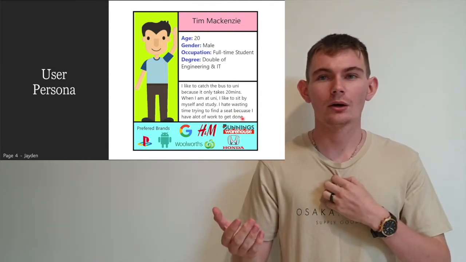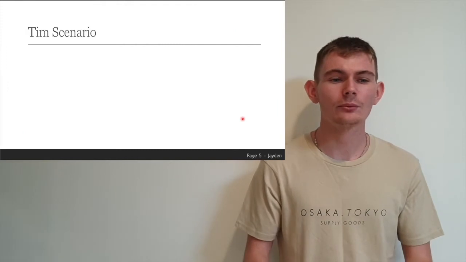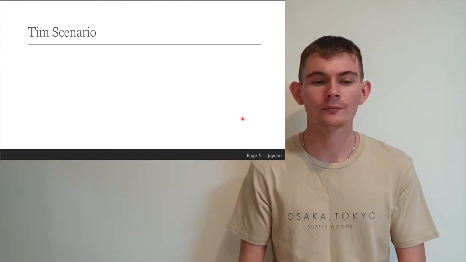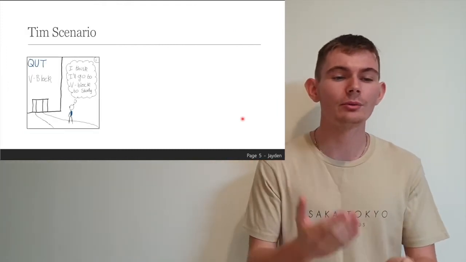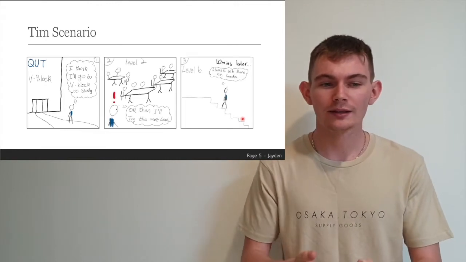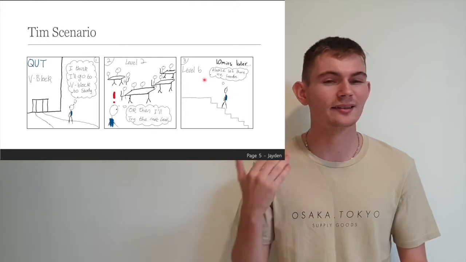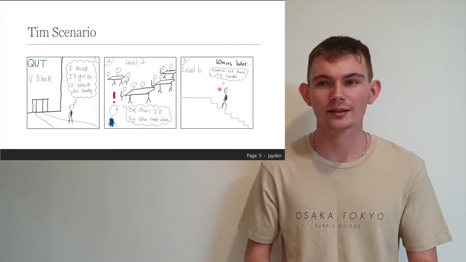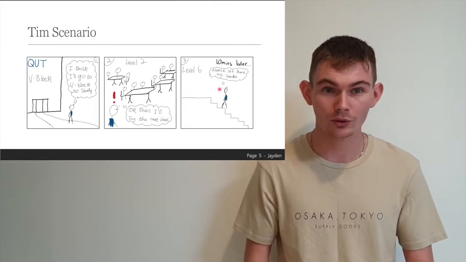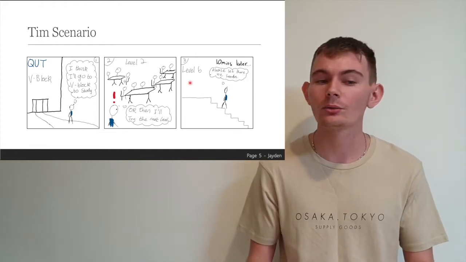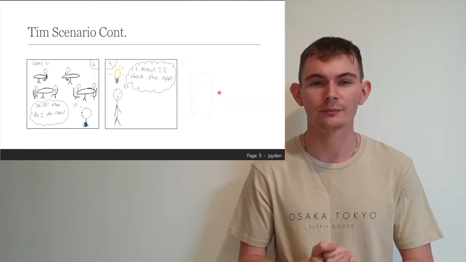So now that we know what Tim is like, we're going to go through a scenario with Tim. So Tim goes to the V Block library. He sees he's going to study there. He goes to level 2. There's no seats available. He spends the next 10 minutes trying to find a seat at level 5 and level 4, and goes up to level 6, and still no seats are available to him.